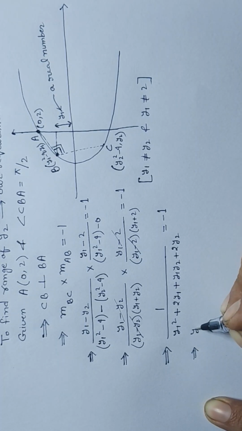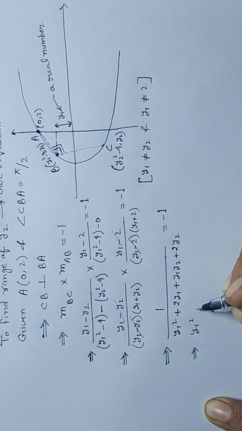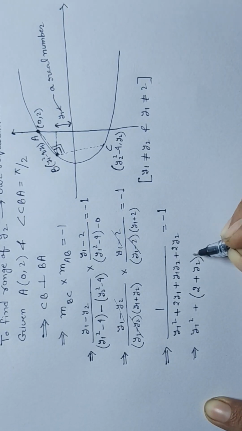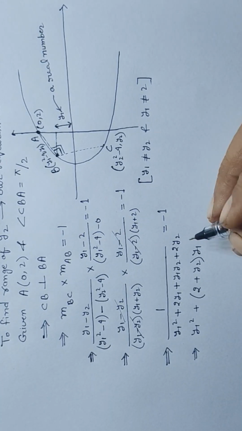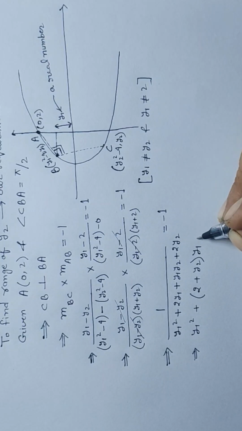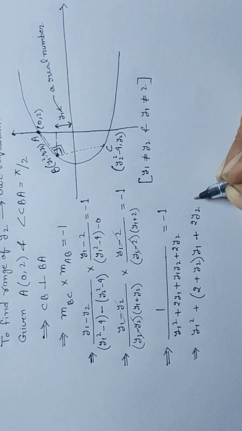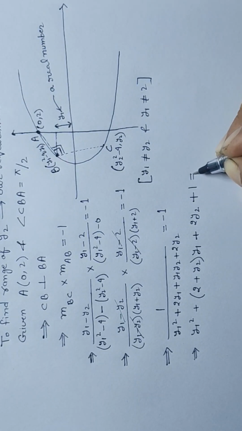So we get y1 squared, here y1 common, 2 plus y2, y1 as a common, plus 2y2 equal to minus 1. Minus 1 this side plus 1 equal to 0.